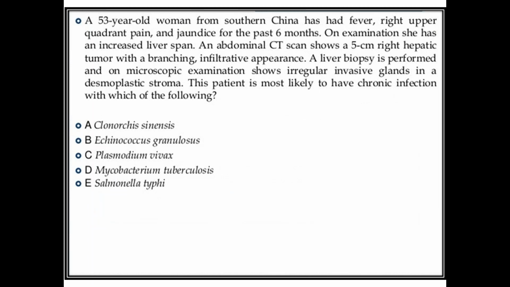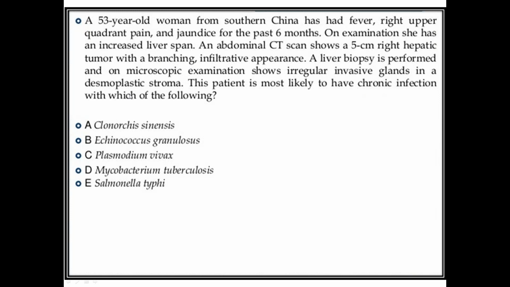A 53-year-old woman from southern China has had fever, right upper quadrant pain and jaundice for the past 6 months. On examination, she has an enlarged liver. Abdominal CT scan shows a 5 centimeter right hepatic tumor with branching infiltrative appearance. Liver biopsy was performed, and microscopic examination shows irregular invasive glands in a desmoplastic stroma. This patient is most likely to have chronic infection with which organism?